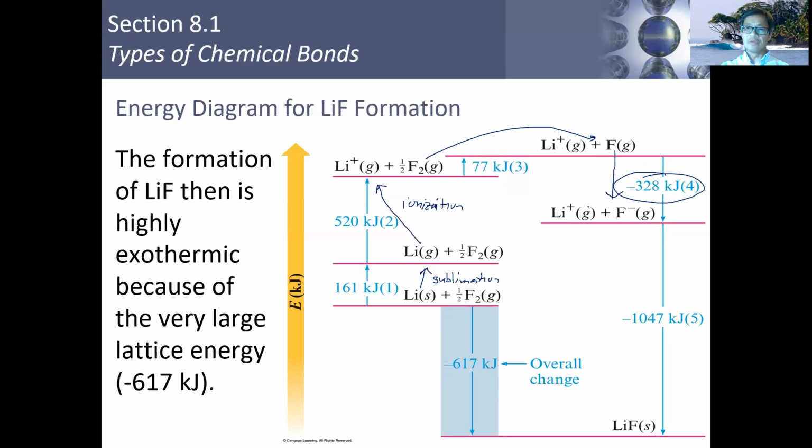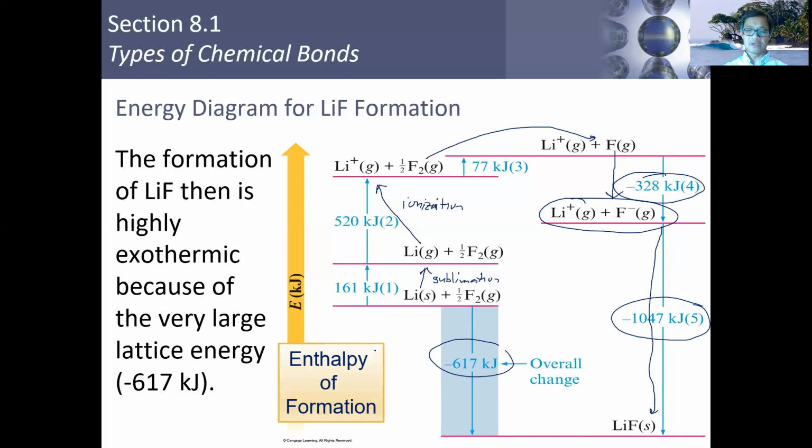And so if you notice here, at this point we get the lithium ion and the fluoride ion, and when they find each other and form the lithium fluoride solid, we get this huge return on energy here. And so the overall change that occurs from start to finish here is negative 617. This again is what's known as our enthalpy of formation. Okay? That's your enthalpy of formation.